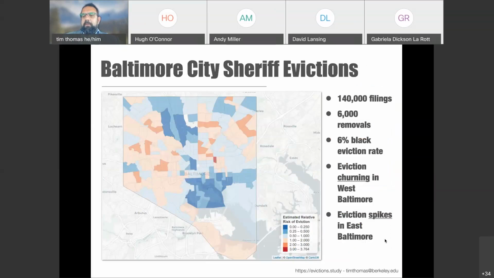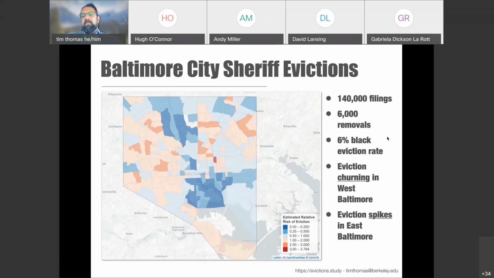So I'm sure everyone is very interested in the local context. Obviously, I had mentioned about Baltimore City, that over 140,000 filings were occurring every year and a minimum of 6,000 removals. We looked at sheriff data, which are the writs of restitution. And this map shows the relative risk of eviction. You can visit this map at our website, evictions.study, and look more closely at some of the demographics and dynamics that are happening in that area.